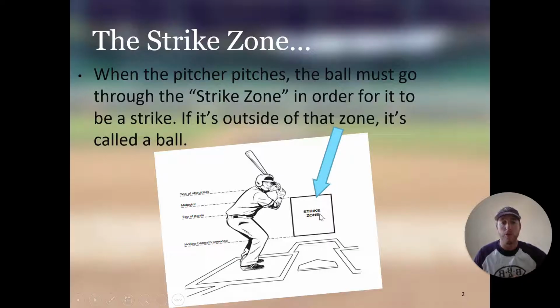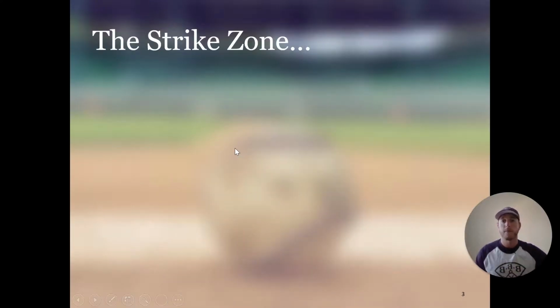The arrow is pointing right to it, right? So this is the strike zone that you see with the batter. It's always imaginary, and the umpires call it balls or strikes, but this is the strike zone that they're imagining, and the ball needs to go through this imaginary zone in order for it to be a strike.